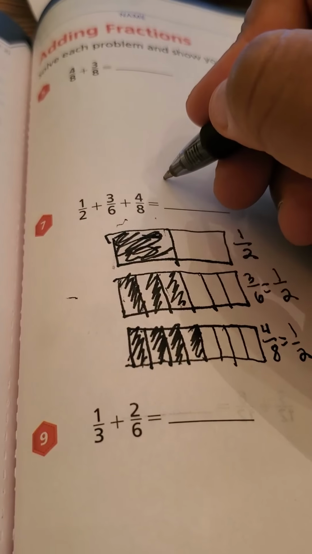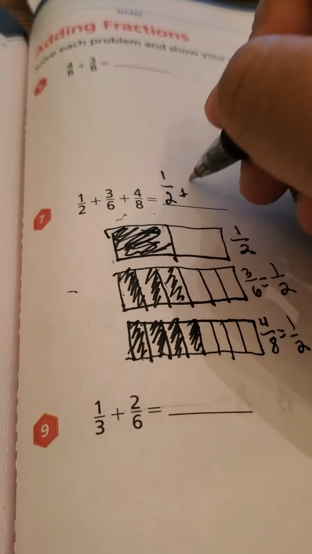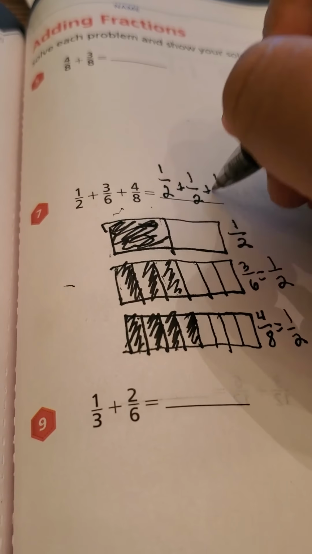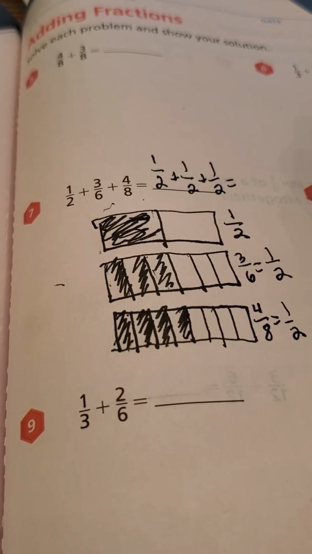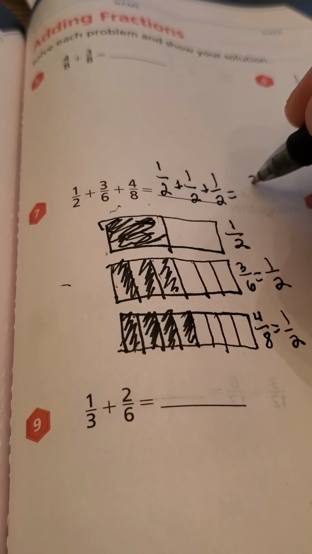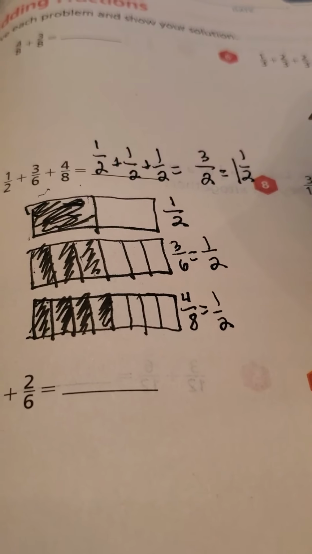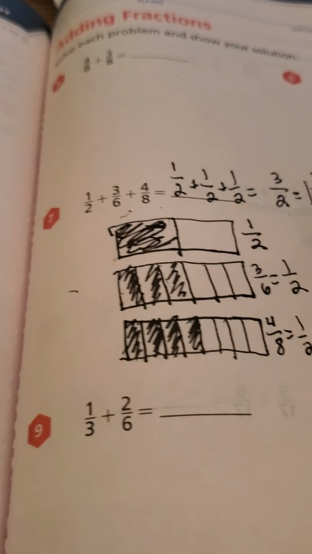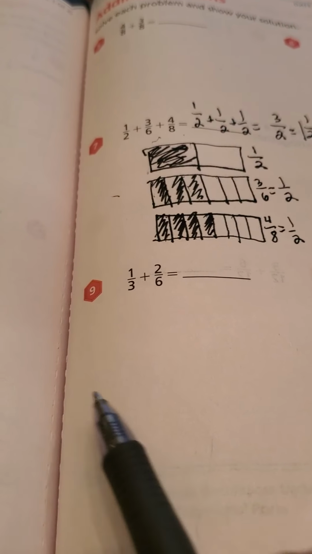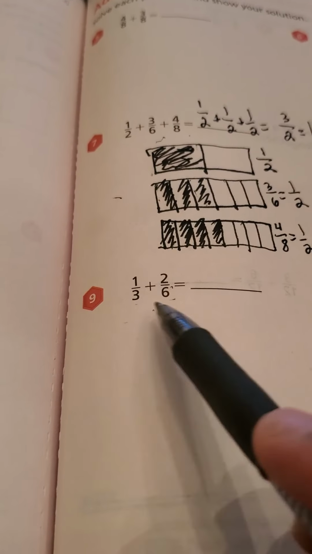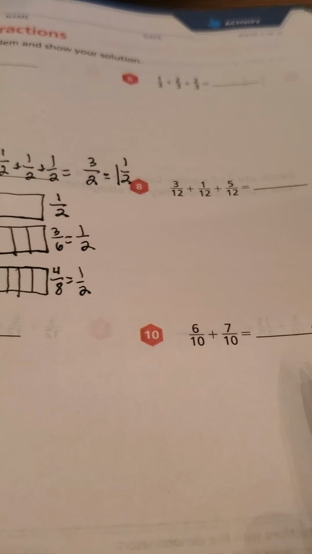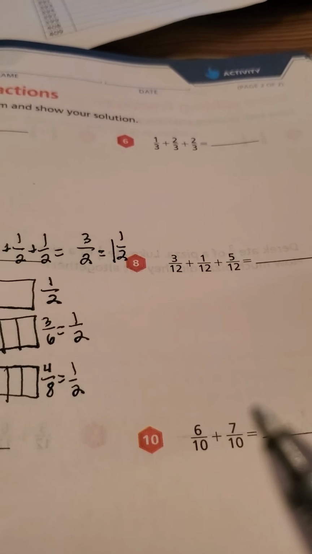So I'm really adding 1/2 plus 1/2 plus 1/2. Well, that would be 3/2. Or it would be 1 whole and 1/2. Interesting. You might see this down here in number 9. Notice something about these two fractions. See if you can figure that out and solve it. But the other ones are pretty straightforward.